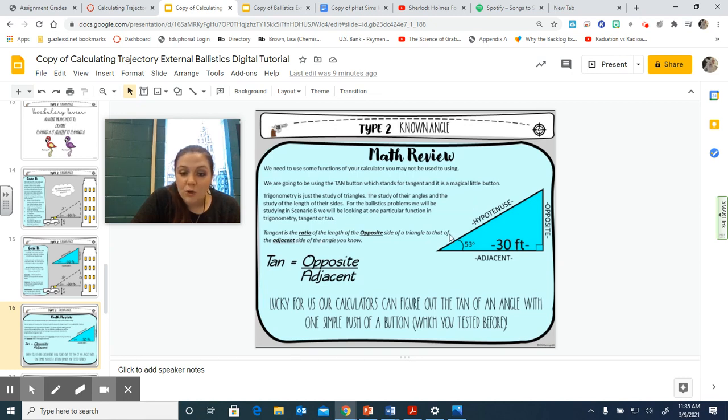So tangent is the ratio of the length of the opposite side to that of the adjacent side. So we're looking at these two. Basically you have tan equals opposite over adjacent. So opposite divided by adjacent.